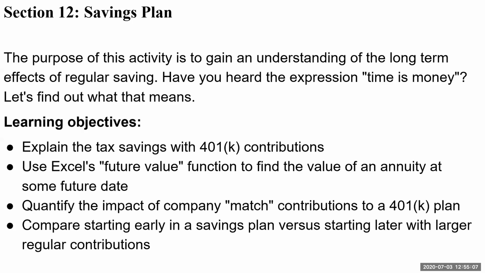Now, we are also going to look at how you can quantify the impact of company match. Some companies will match your contribution. So if you contribute, say, $50, the company will say, okay, we are going to do 50% of that. So that will be $25. And we look at that, the matching by companies. And then compare starting early in a savings plan versus starting later with larger regular contributions.